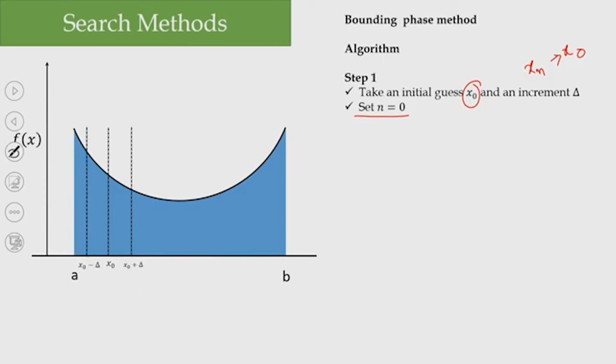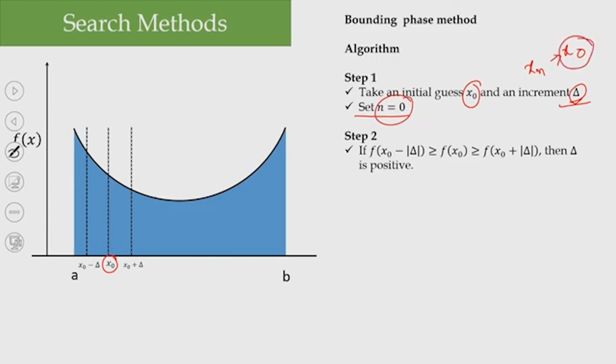Set n equal to 0 and also set a delta. Delta is the step length, or you can say increment. That is how you are taking the next point. So, in the first step, we are choosing an initial point. I have chosen this particular point, this is your x naught, and I have also chosen an appropriate value of delta, and I put n equal to 0. So, x n with n equal to 0 means I am getting x naught.